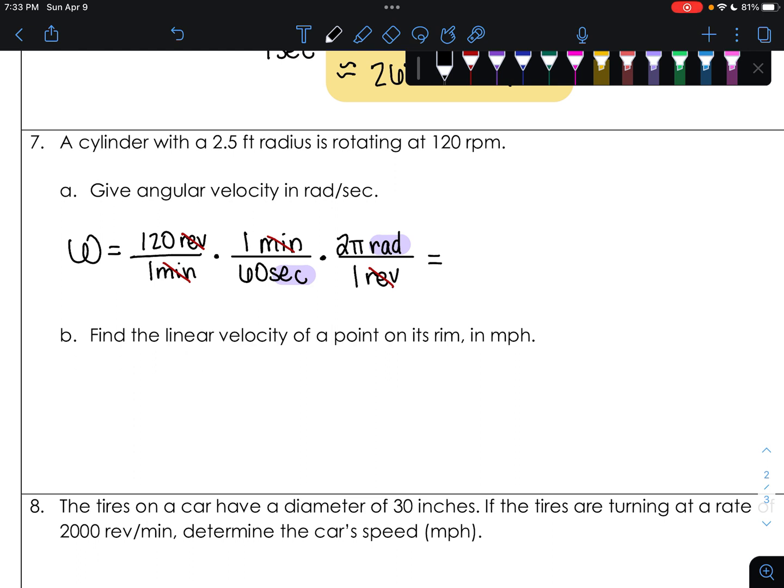We're going to multiply across. So when you type this in your calculator, you start with the fraction button. You're going to multiply 120 times 1 times 2, and then in the denominator, just 60. So when we do this, it should simplify to 4 pi, and again, that would be radians per second. If we wanted the decimal version of this, that would be about 12.6 radians per second.